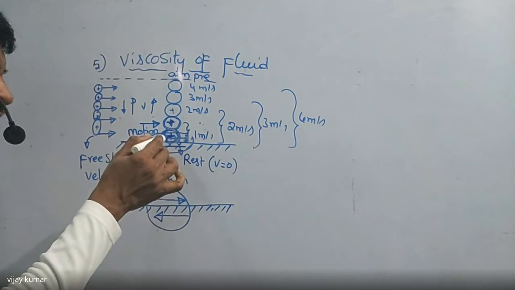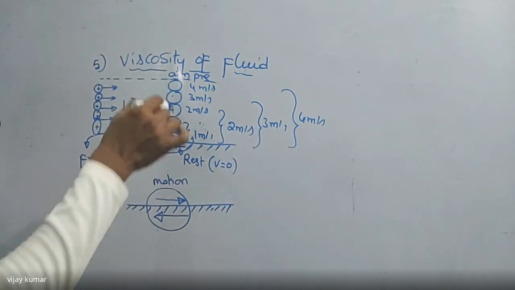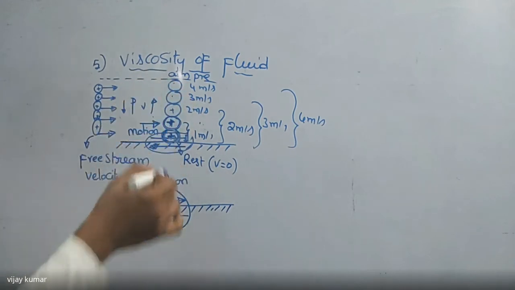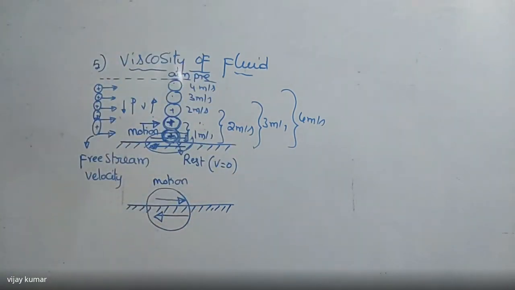Between these two, shear is less. Between these two, shear increases. Between these two, shear increases. So shear goes on increasing from top to bottom. Did you get my point or not? So when the velocity variation is more, automatically the shear also varies.